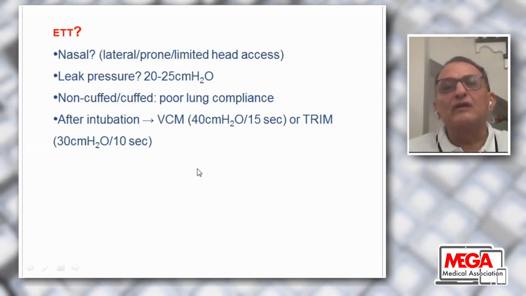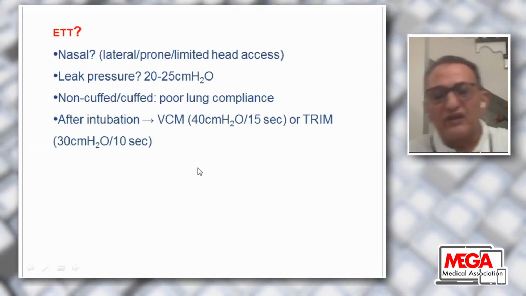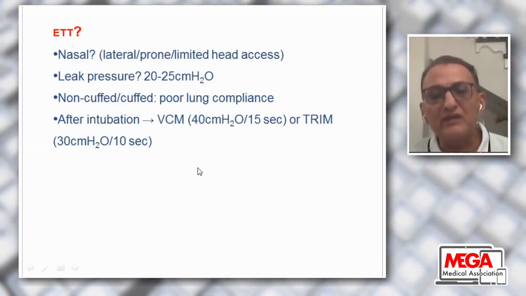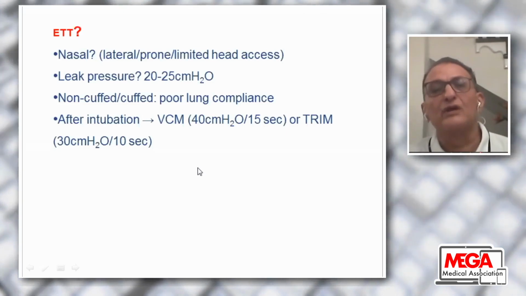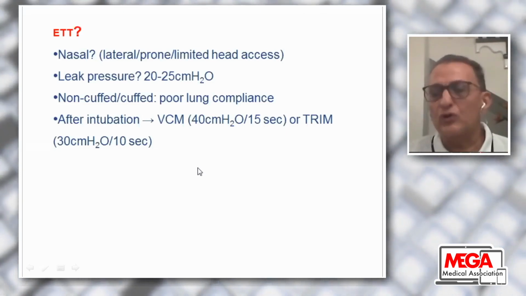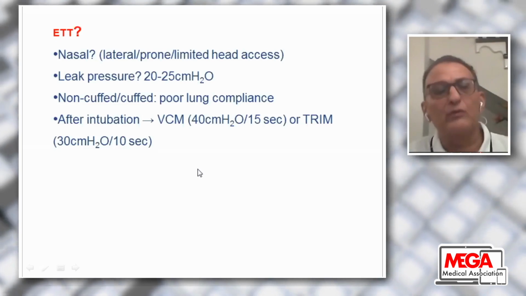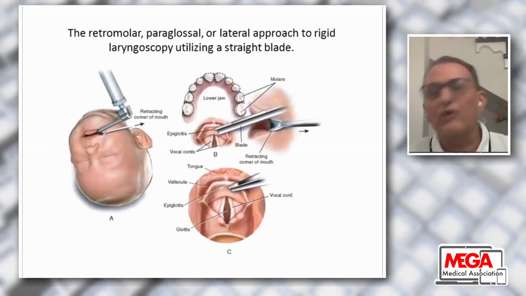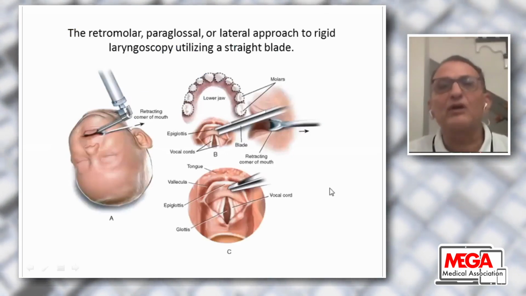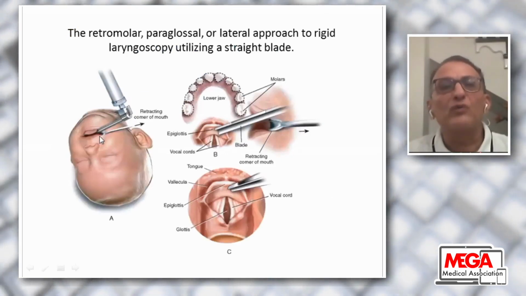Gold standard again, after intubation, as we said, segmental atelectasis commonly occurs. So we need to recruit the lungs immediately after intubation, and then apply PEEP that will prevent more atelectasis. This is a paraglossal technique, where you go from the far right side.